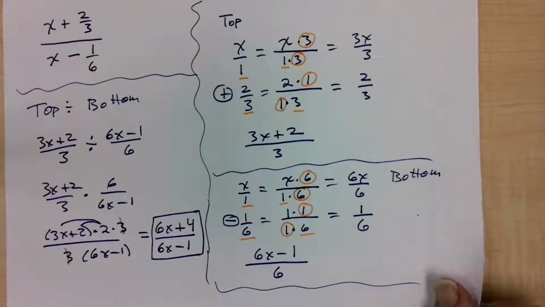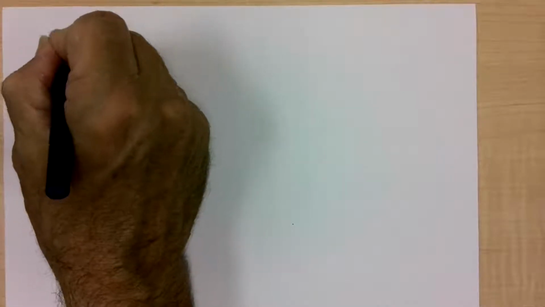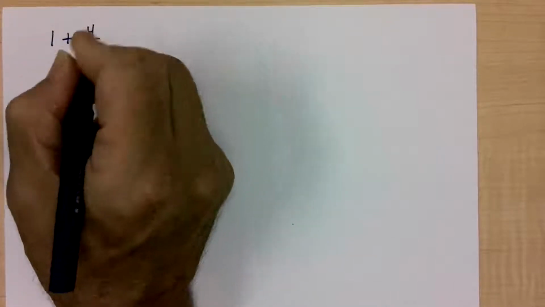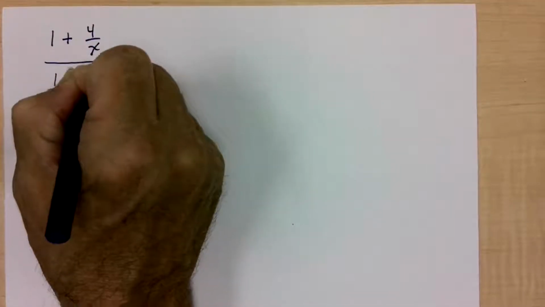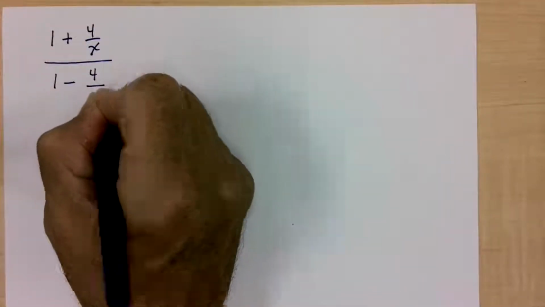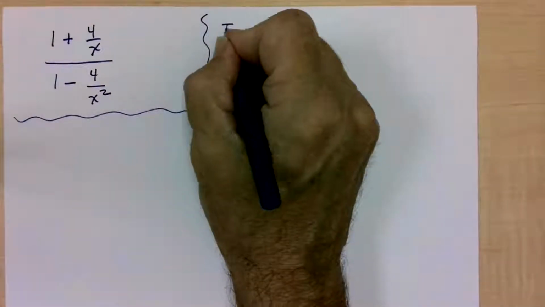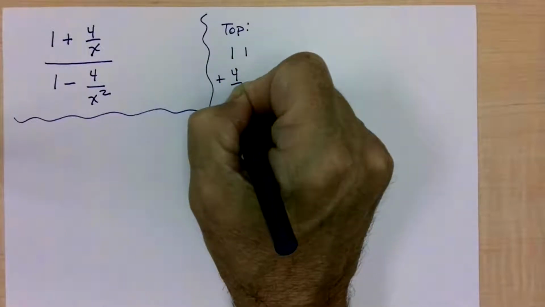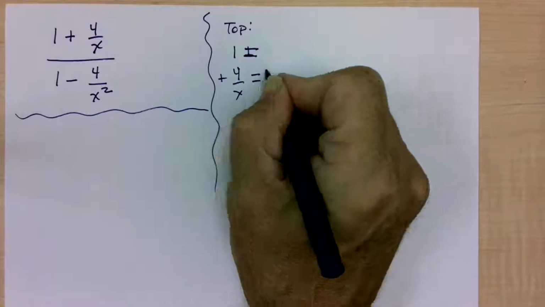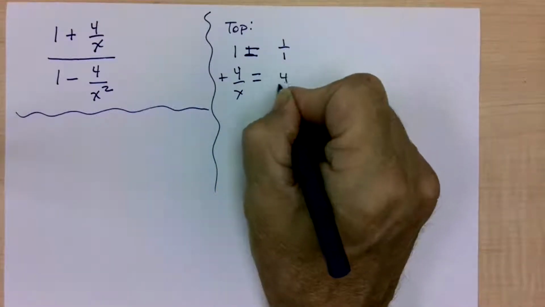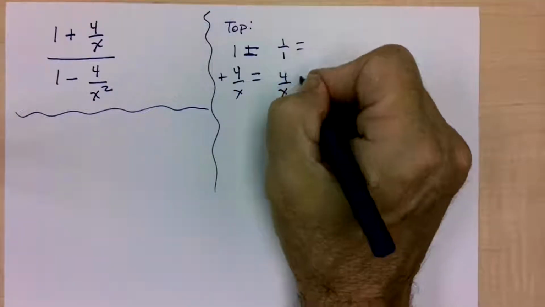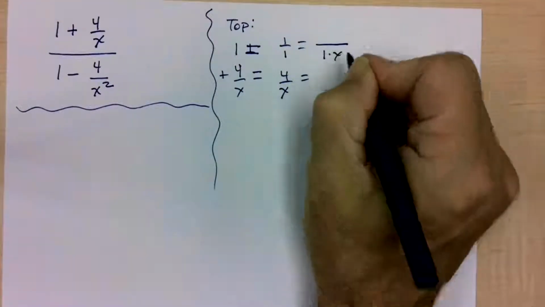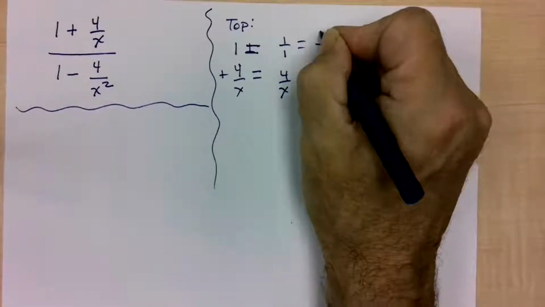Let's continue. Next up, I'm going to look at 1 plus 4 over x, divided by 1 minus 4 over x squared. Our process is the same. The top here is 1 plus 4 over x, which is 1 over 1 plus 4 over x. Common denominator is 1 times x. Bring over the 1 and the 4.